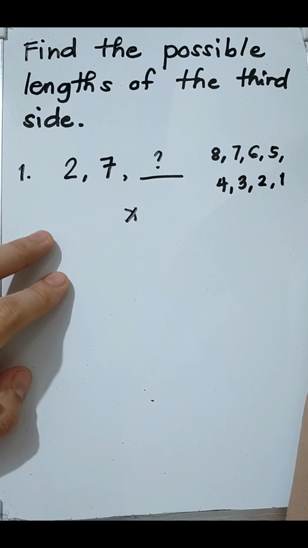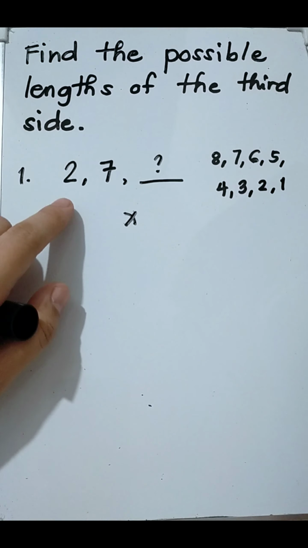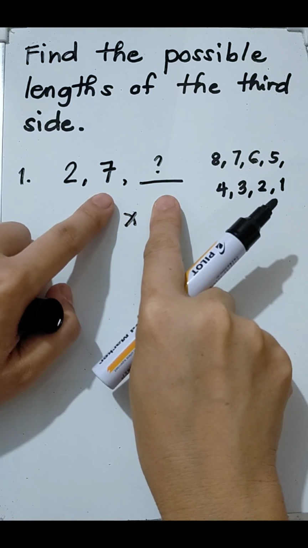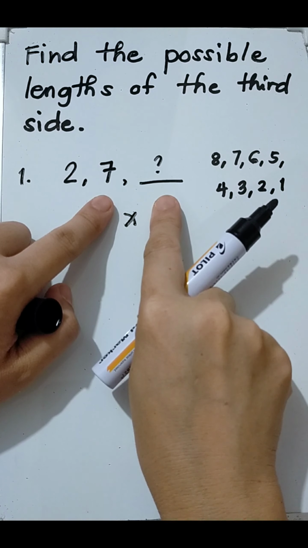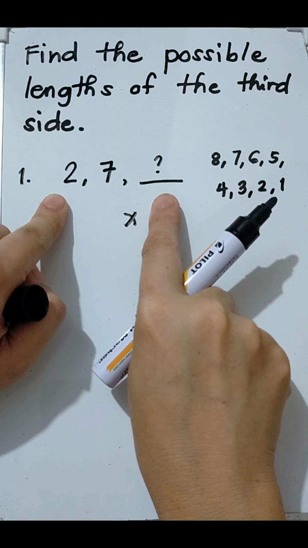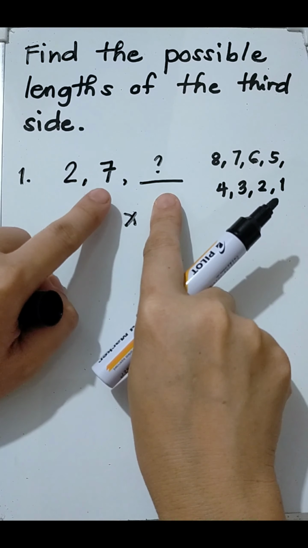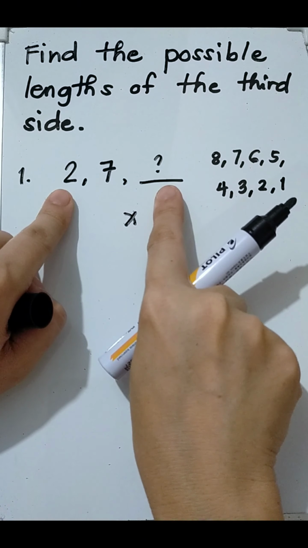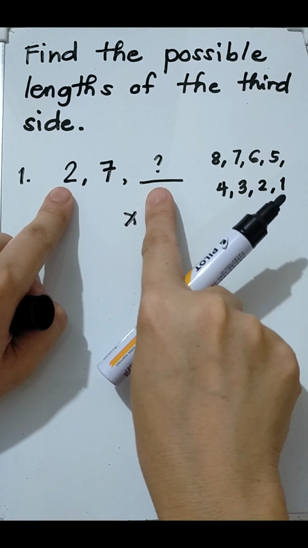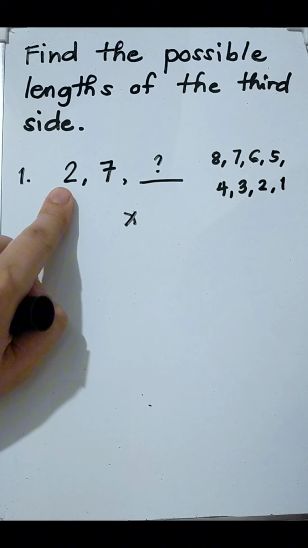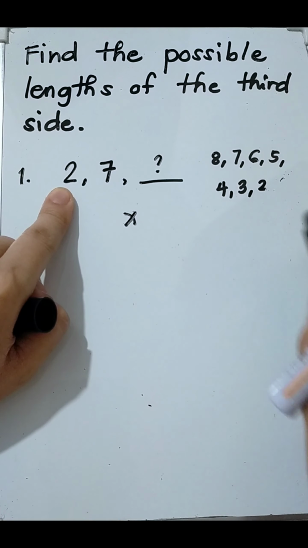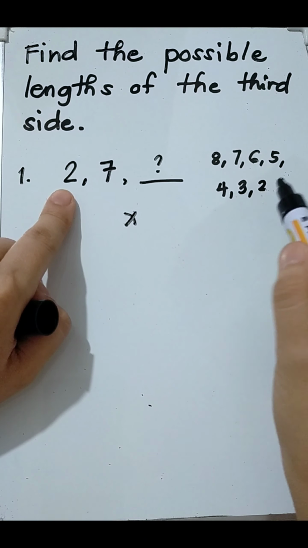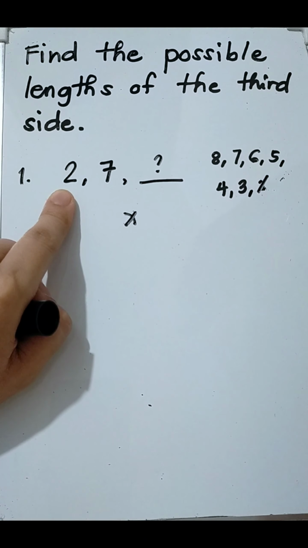Kaya lang, meron din tayong dapat na i-consider kasi pag in-add natin itong dalawang sides na to, dapat greater than this side din. 7. So, pag in-add natin to, ulitin ko, dapat ang sum nito ay greater than 7 din. So, kung 1 yung ilalagay natin dito, 2 plus 1 is 3 and it is less than 7. So, out na si 1. Burahin na natin yan. Tapos, si 2, 2 plus 2 is 4. It is also less than 7. So, out na rin to.